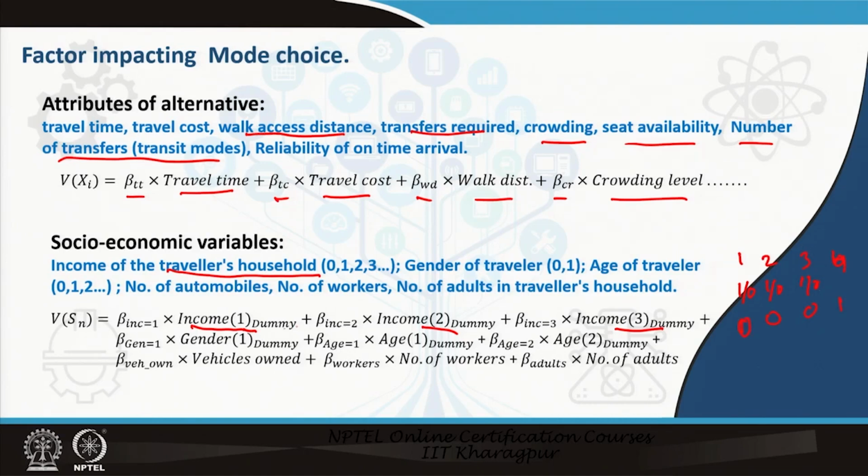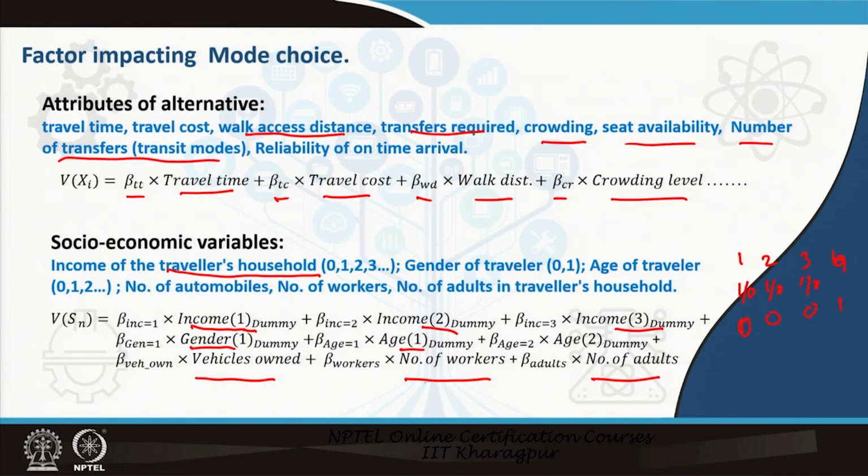So, this is the income level, and then we have gender, because there are only 2 genders being considered, so only 1 dummy variable has been considered. Then we have age dummies, where instead of making age a continuous variable, we have used age as a dummy variable. So, there are 1 or 2 dummy variables, and then we have vehicles owned. This could be a continuous variable or it could be a dummy as well. The number of workers in the family could be a dummy as well as a continuous variable, and then the number of adults in the family. So, these are the different socioeconomic characteristics of the household which influence the mode choice.